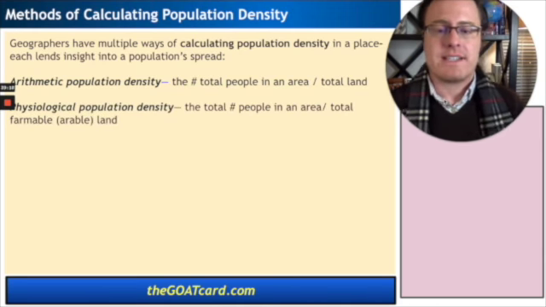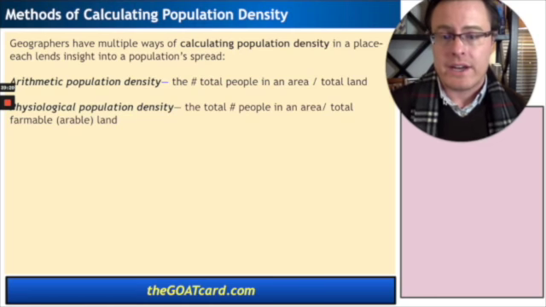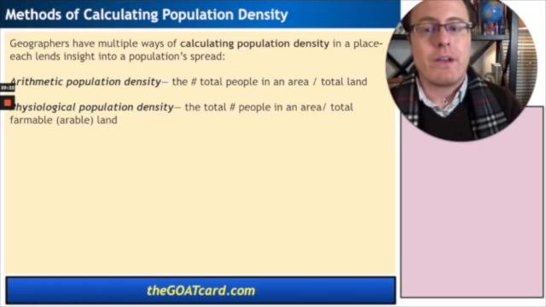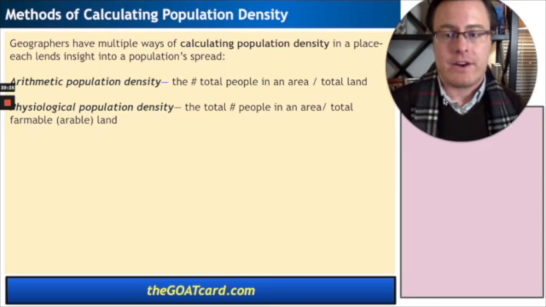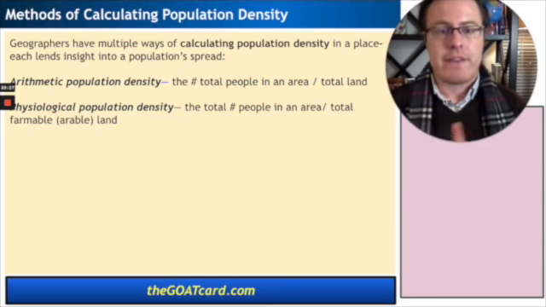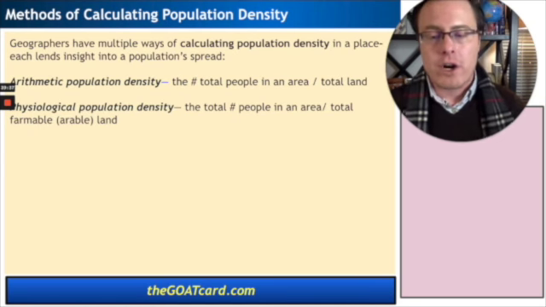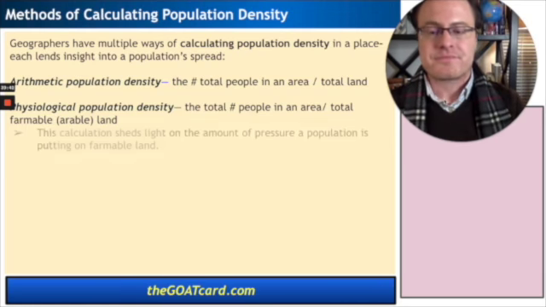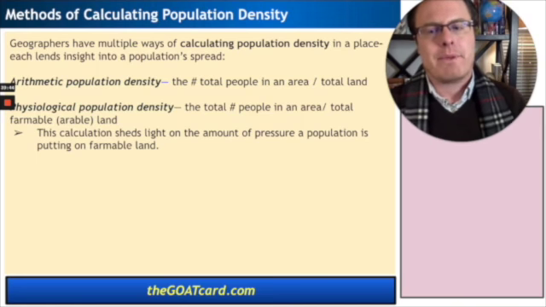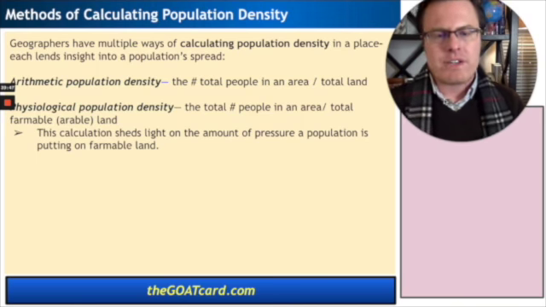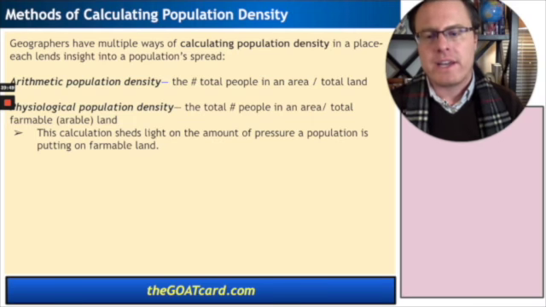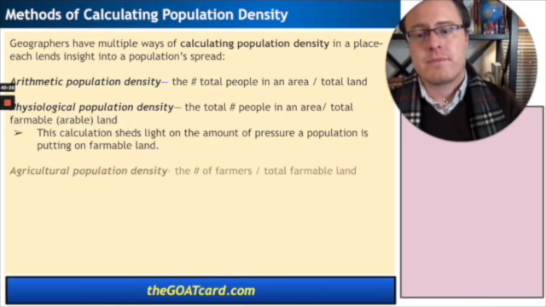Physiological population density is the total number of people in an area divided by the total amount of farmable land in that area. So notice the difference. Arithmetic is just the total number of people divided by total land, whereas physiological population density is the total number of people divided by the farmable or arable, which means farmable, land in that space. Physiological population density sheds light on the amount of pressure a population is putting on farmable land.